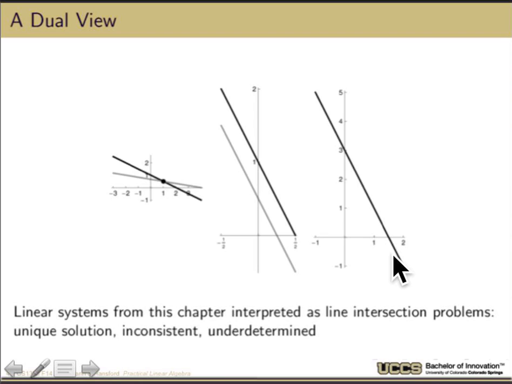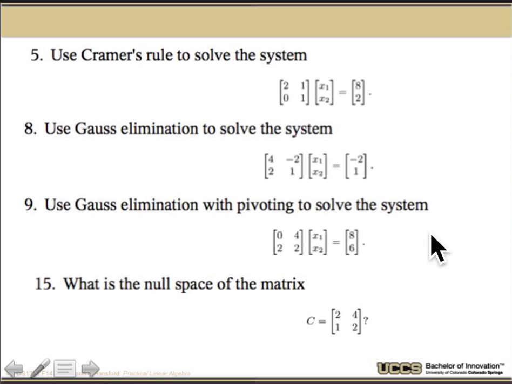So by looking at them, we can also see that here I have two columns that are linearly independent. Here I have two columns that are linearly dependent, but the right-hand side is different, and here I have an inconsistent system. And then here I have two equations that are linearly dependent, and the right-hand side is also linearly dependent. So as you get to the end of the chapter, make sure you look at some of the questions at the end of the chapter.